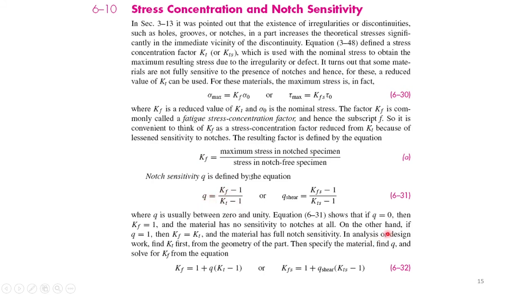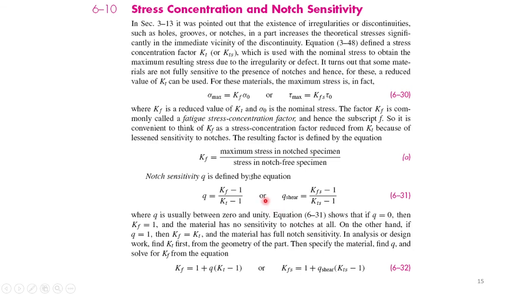So let's read this together. If Q is equal to 0, then the KF will be equal to 1. The stresses, both stresses are equal. And the material has no sensitivity to notches at all. This is a very tough and ductile material. On the other hand, if Q is equal to 1, the notch sensitivity is equal to 1. This means that KF has reached its highest value, which is KT. The KF is equal to KT. And this is the case for a fully notch sensitive material, a brittle material.